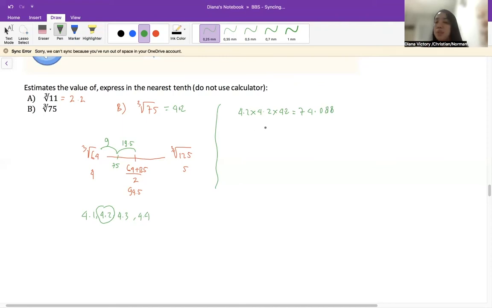If you want to make sure one more time, you can compare with 4.3. This gives us 79.507. Actually, the best value to represent this is 4.2. It's obvious, 4.2. So the answer for this is approximately 4.2. We use the estimation sign here, like this.